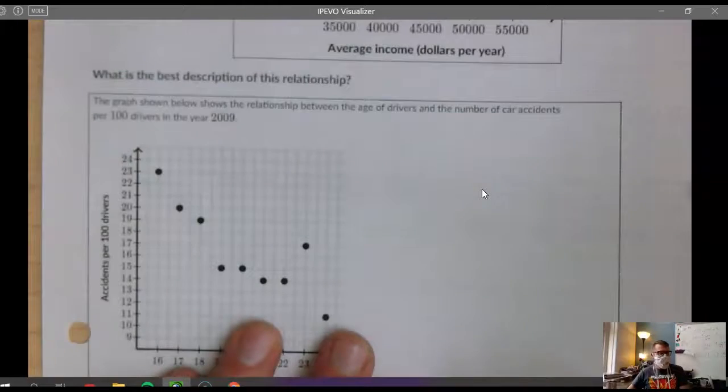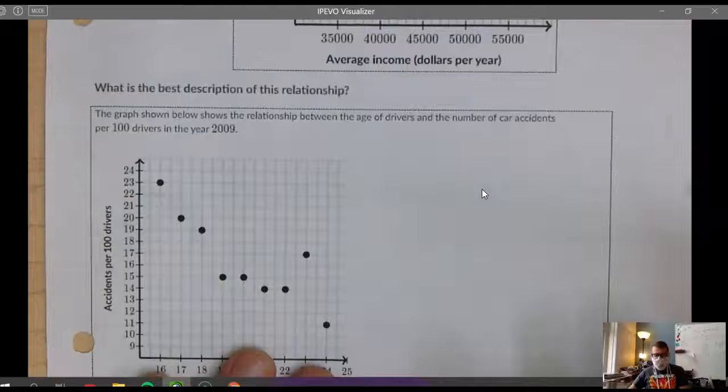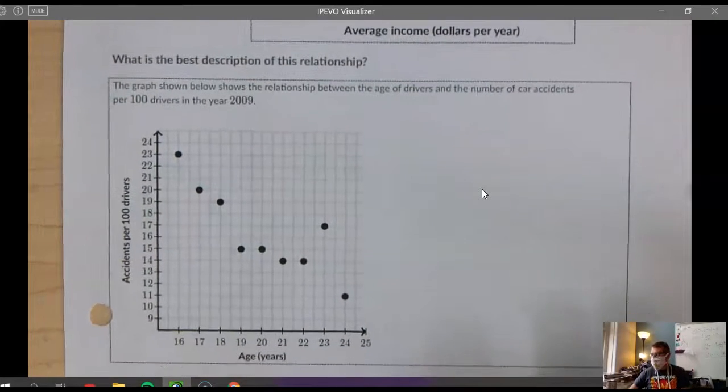Akshaya, tell us. Hey, we're going to wrap this up and then we'll be done with class. Akshaya, tell me what you might observe and say based off this graph.